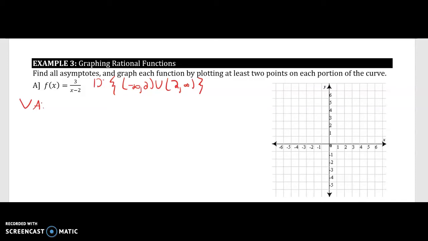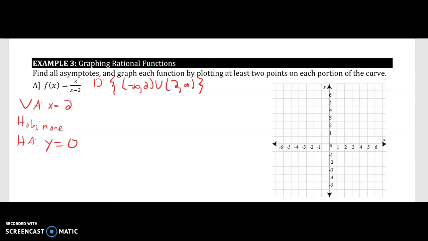Vertical asymptotes. Do I have any holes? No, there's no holes because there's no common factors. So you can write holes, none, just to get used to writing it. And then you have horizontal. The power on the bottom is bigger, so it's y equals 0. Now we're going to get into graphing. I'm going to do my best here to graph this.